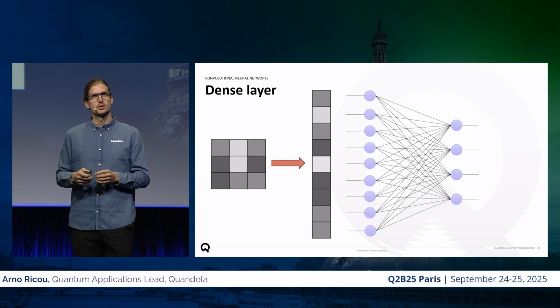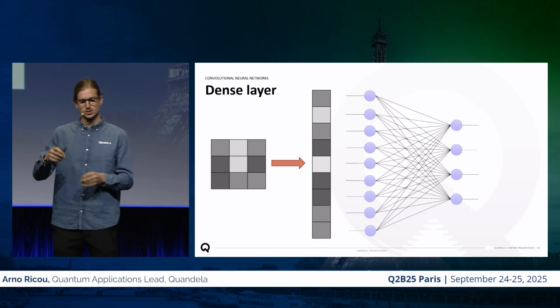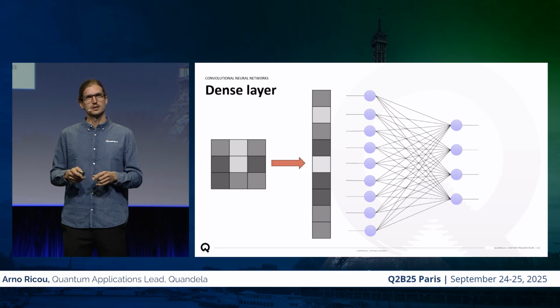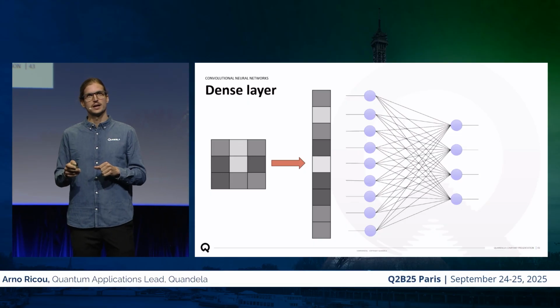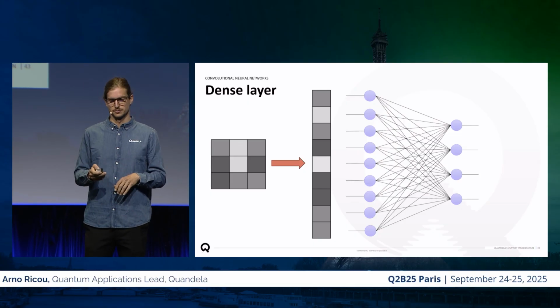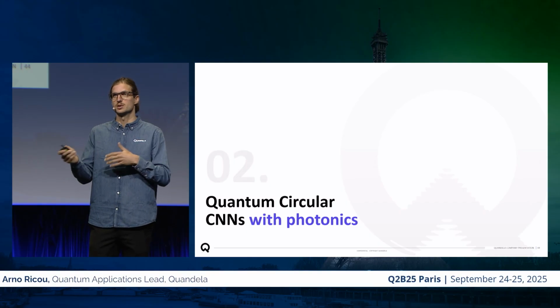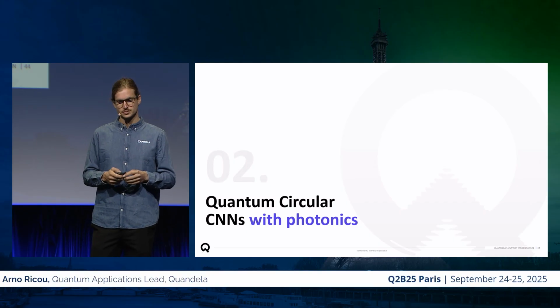After that, we're going to flatten the image, so make it a 1D vector instead of a 2D matrix, and feed it to a classical dense layer. And this is going to tell us the result about whether this image belongs to one class or the other.